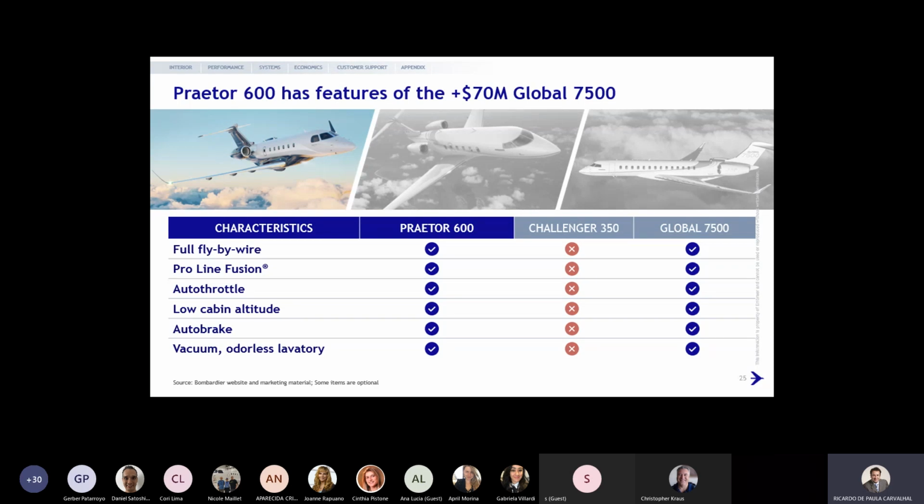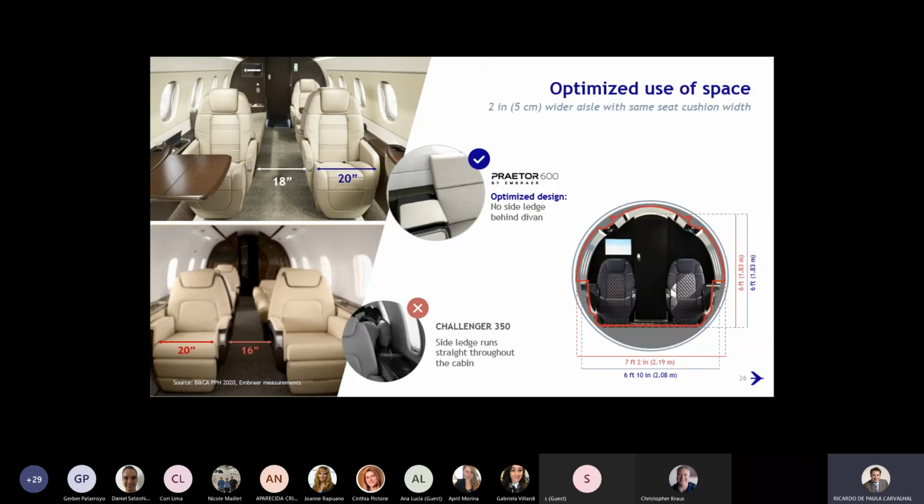So it's not a fly-by-wire airplane. The avionics is from a generation behind. Auto throttle, which is a system that the best analogy is the automatic shift in your cars, right? We offer that. The Challenger 350 offers something that is like a manual stick shift, to use this analogy. The low cabin altitude, remember, we have 5,800 feet. The Challenger is like an airliner, 8,000 feet cabin, and some other features.